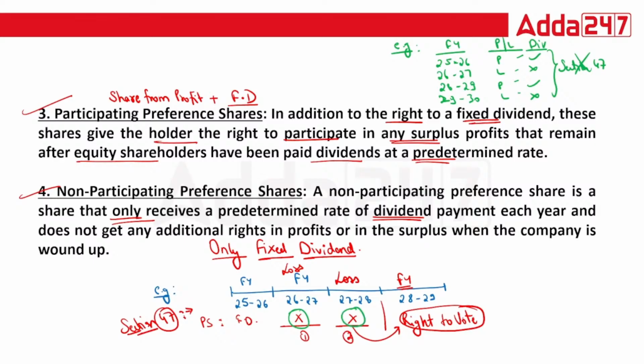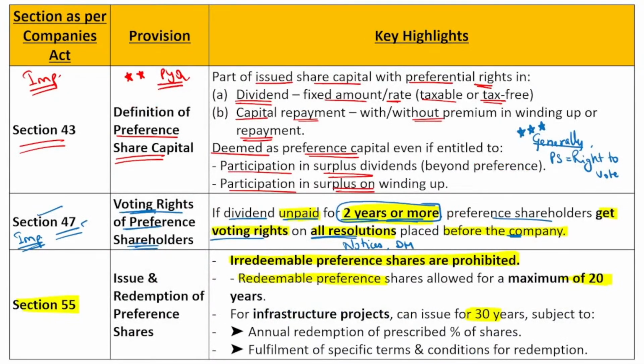You cannot say in this financial year we didn't receive, the year before last we didn't receive, but the previous year we received. No, you cannot do that. If you are not receiving in any financial year, meaning for consecutive years, then you will get the right to vote in all your decision making. So this is about your section 47. Now coming to section 55, which says issue and redemption of preference shares.